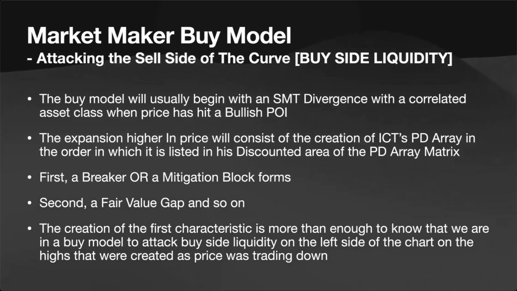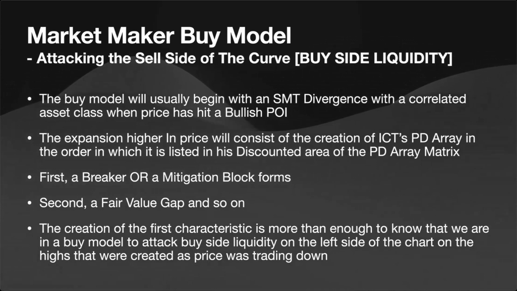So the buy model will usually begin with an SMT divergence, with a correlated asset class. If you're looking at NASDAQ, you're looking for bullish SMT with S&P or the Dow. Or you can look at it when price hits a bullish POI and the expansion higher in price. When price is moving higher, it will consist of the creation of ICT's PD arrays in the order in which it is listed in its discounted area of the PD array matrix.